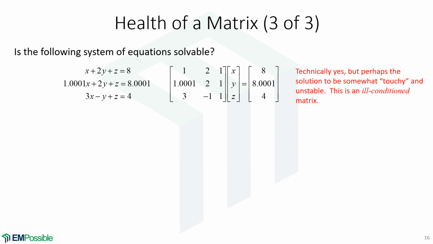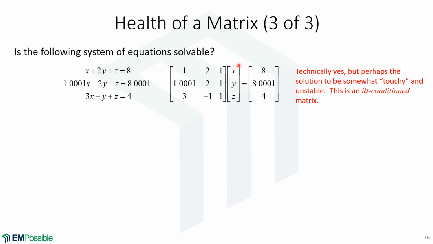So the conclusion here is technically this is solvable. And since we're only 4 digits down, we could say this is probably even easily solvable. However, we might expect that answer to be a little touchy and unstable. So in other words, if we just change one of these numbers by a little bit, instead of being 1.0001, we put in a 1.002, the answer we get might change radically. And so we call that an unstable solution.